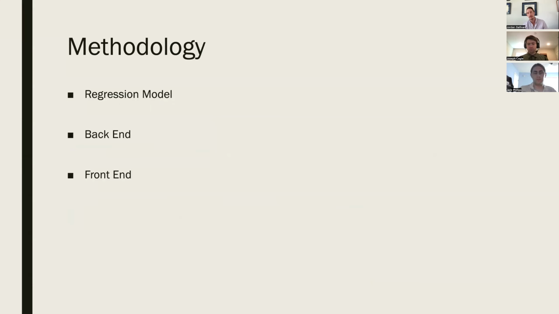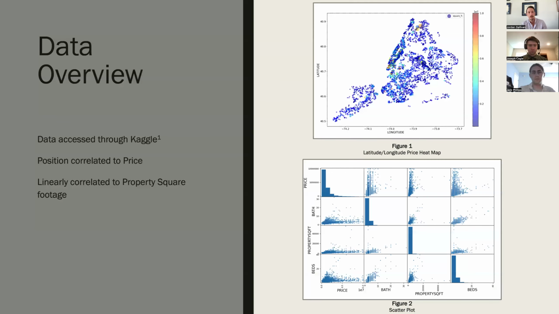We're going to talk about this project in three parts. Primarily the regression model. Then we're going to talk through how we actually incorporated that into our application via a back end, and then subsequently the front end. So a quick glance at our data. We pulled this data off of Kaggle. It was roughly about 4,000 data points, which is not nearly as much as you'd really want for a regression model, but it suited the purposes of the project.